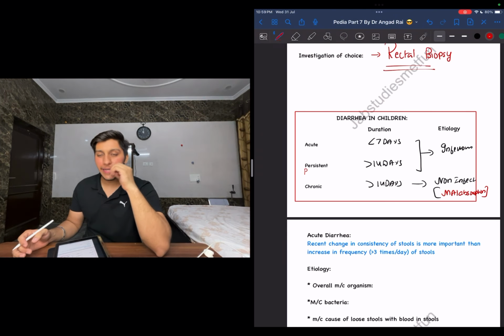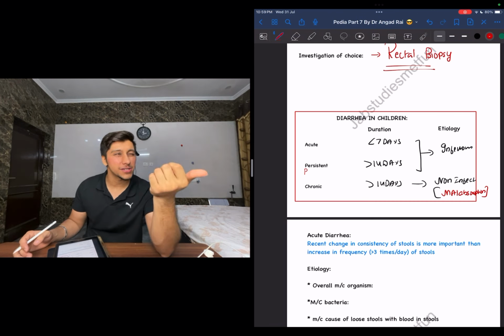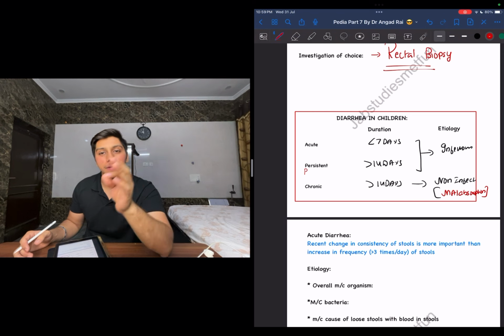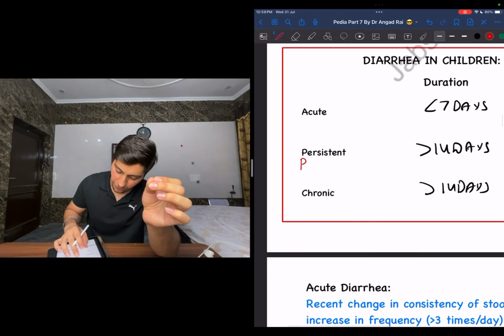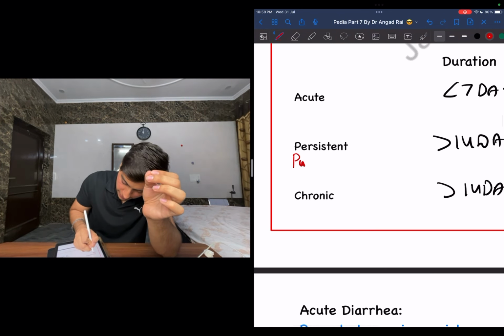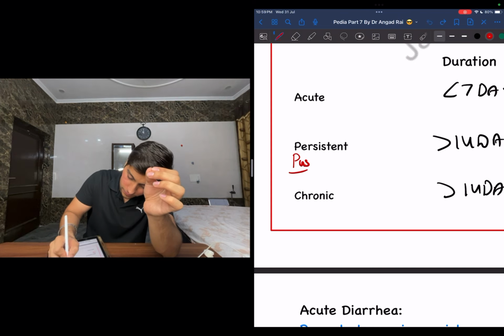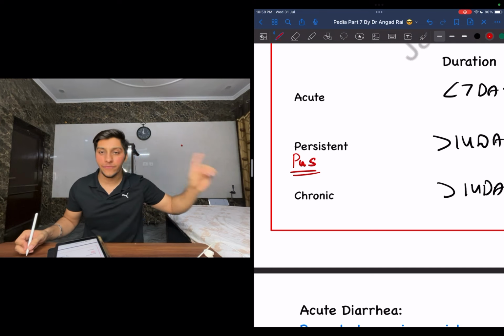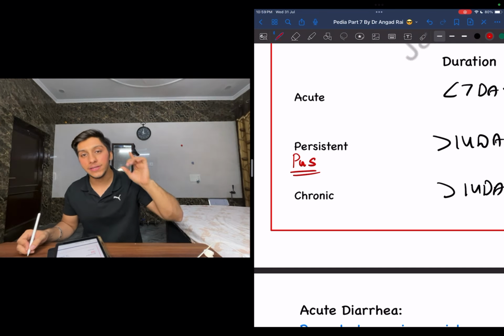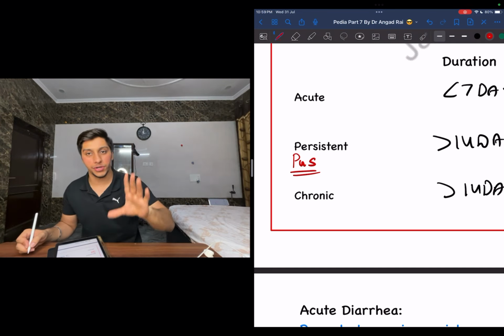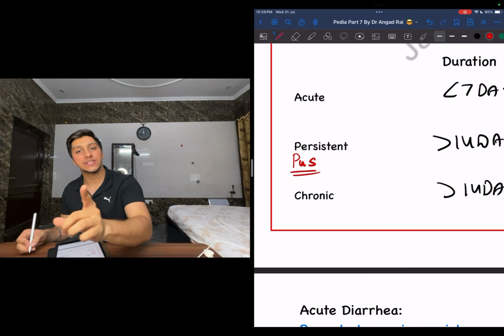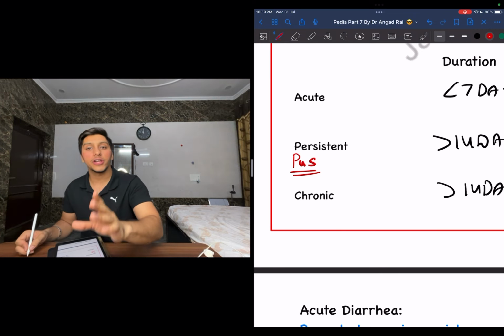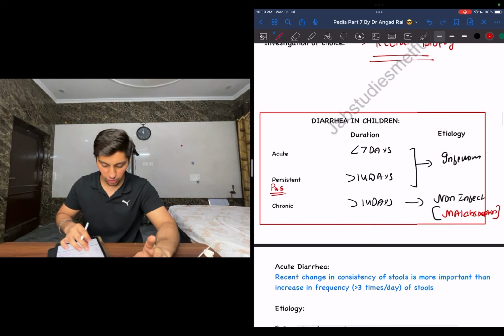Now, at times you might get confused which one causes infection. Is it persistent or is it chronic? Remember, P for persistent, P for pus. So like that you will remember that persistent is related to infectious. Both persistent and chronic are determined by duration, more than 14 days. But persistent is because of an infection, and chronic is because of any malabsorptive disorder.